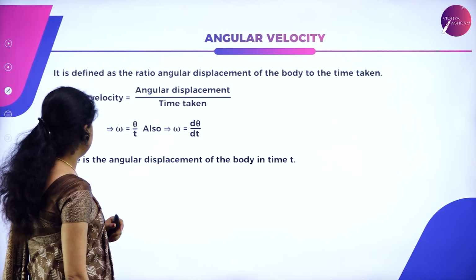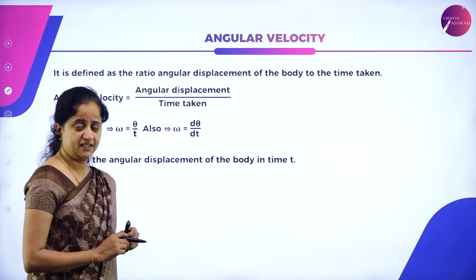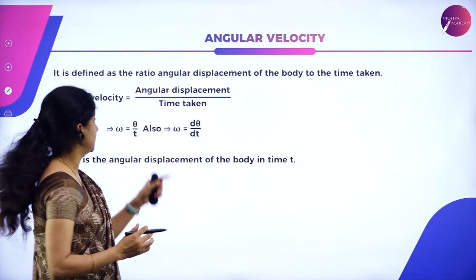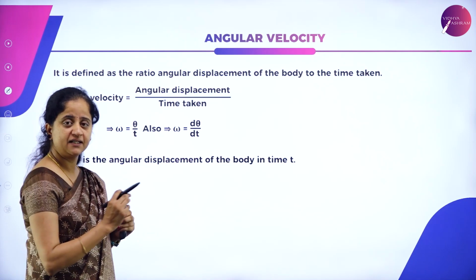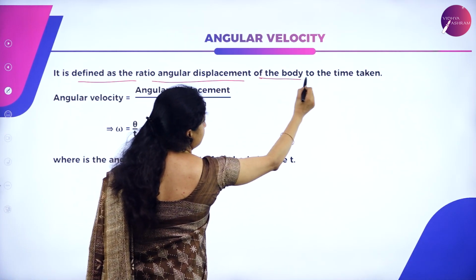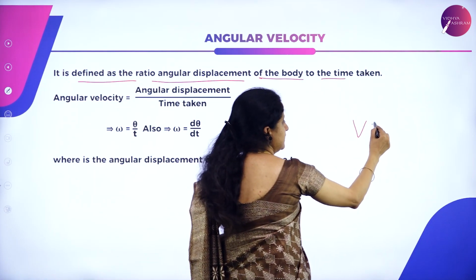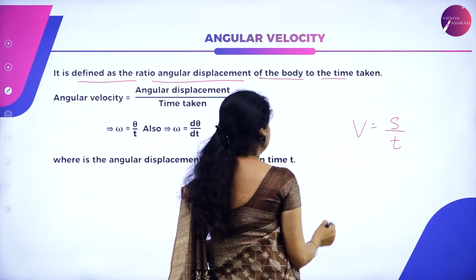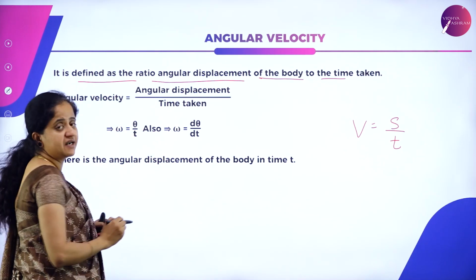So let us move on to the next term, that is angular velocity. What is angular velocity? We know what velocity is. It is nothing but rate of change of displacement. So angular velocity also we can define in the same manner. It is defined as the ratio of angular displacement of the body to the time taken. As we all know, velocity is nothing but displacement divided by time. We are talking about angular velocity. It is nothing but angular displacement divided by time.